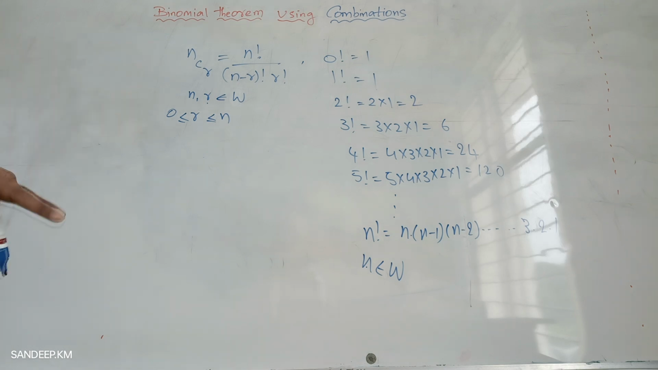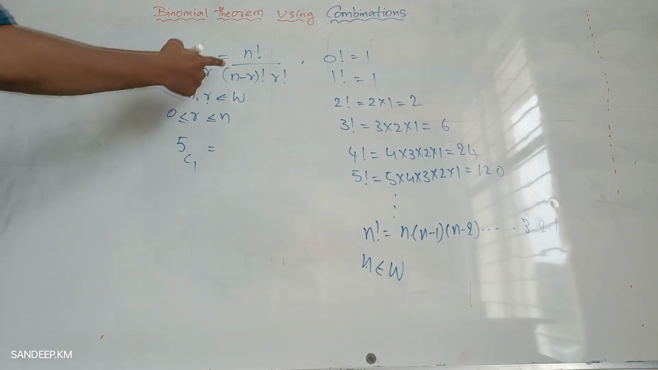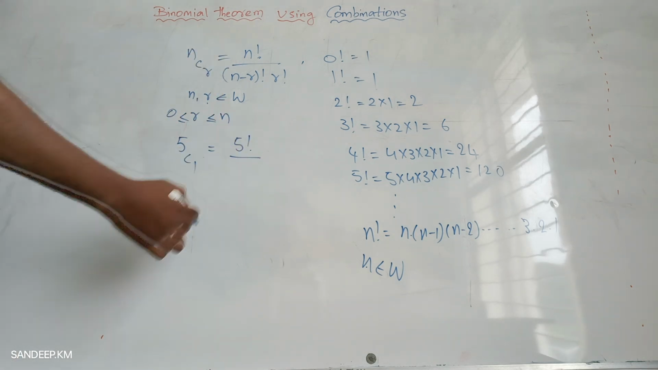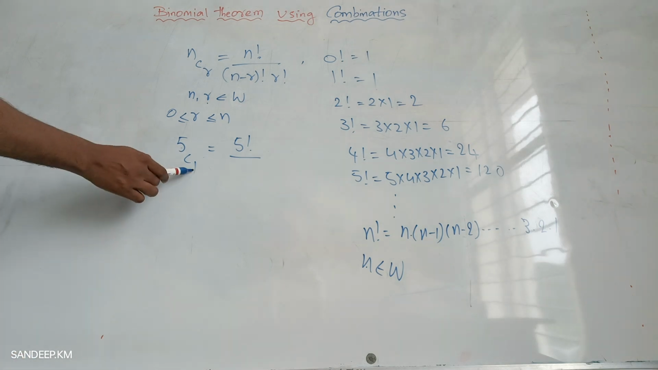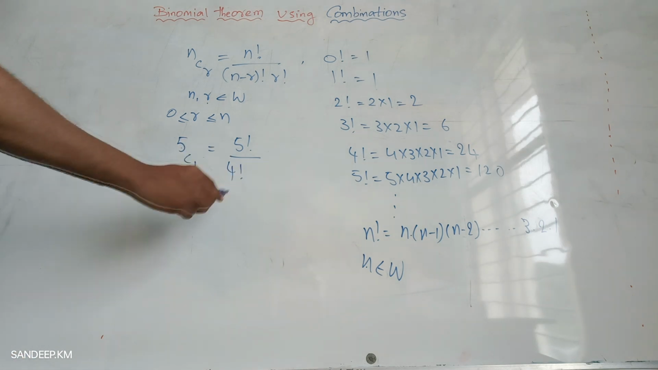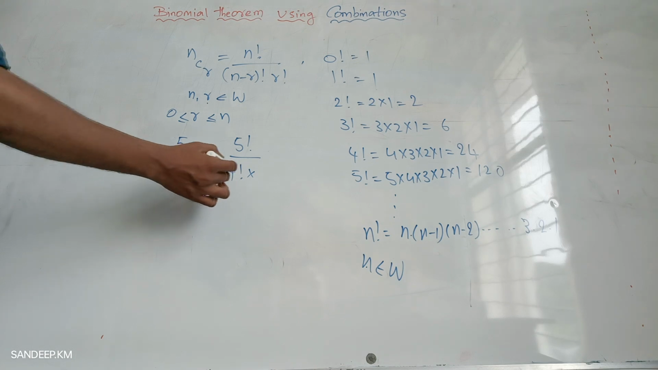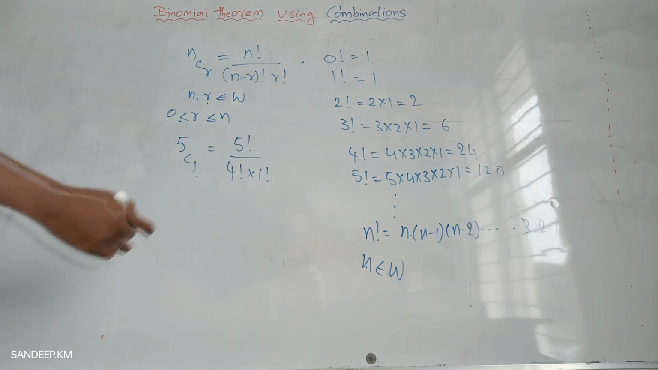This is very, very important. You should remember. For example, they told us to find 5C1. So what is 5C1? According to the formula, 5 factorial by 5 minus 1, that means 4 factorial into r factorial, which is 1 factorial.